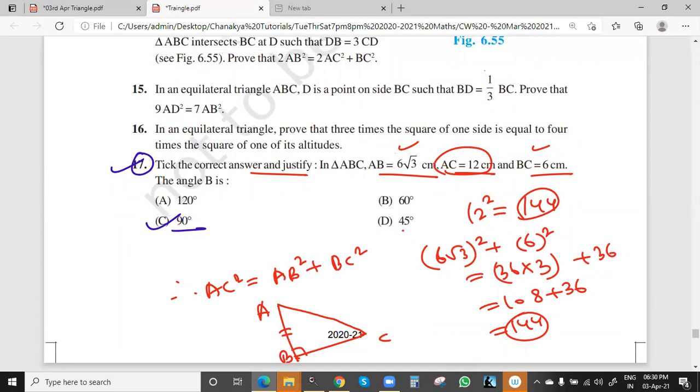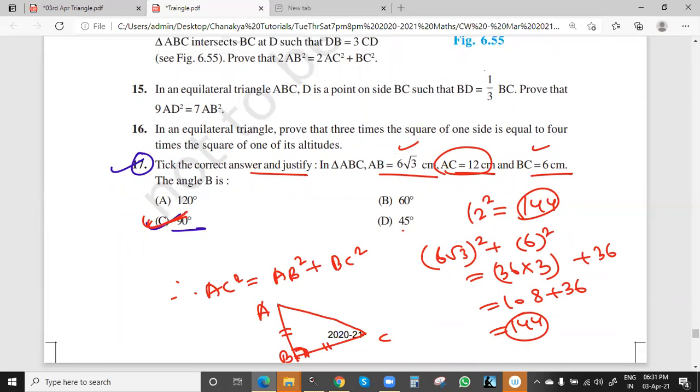AB will be, suppose, the perpendicular, and this will be the base. We can take any one, AB or BC, as the base, then the other will be the perpendicular, and this will be the hypotenuse AC. So angle B will be basically 90 degrees. Got it? Because this exercise is based on the Pythagoras theorem only.